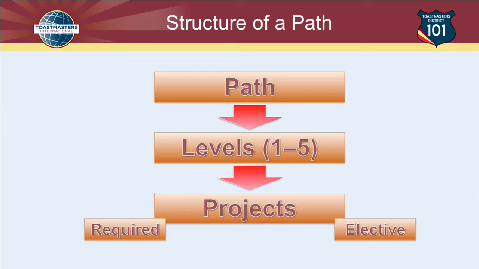Just as a reminder, to be aware of the structure of pathways. For each path, and remember there are 11 possible paths that you could have chosen, for each path there are 5 levels, numbered cleverly 1 through 5. You start with level 1, you finish with level 5. And in each level, there are multiple projects. Some of the projects are required, and some of the projects are elective. For the first couple of levels, all the projects are required. And once you get into levels 3, 4, and 5, there is a required project and also some elective projects that you get to choose from the available ones. So let's take a look.